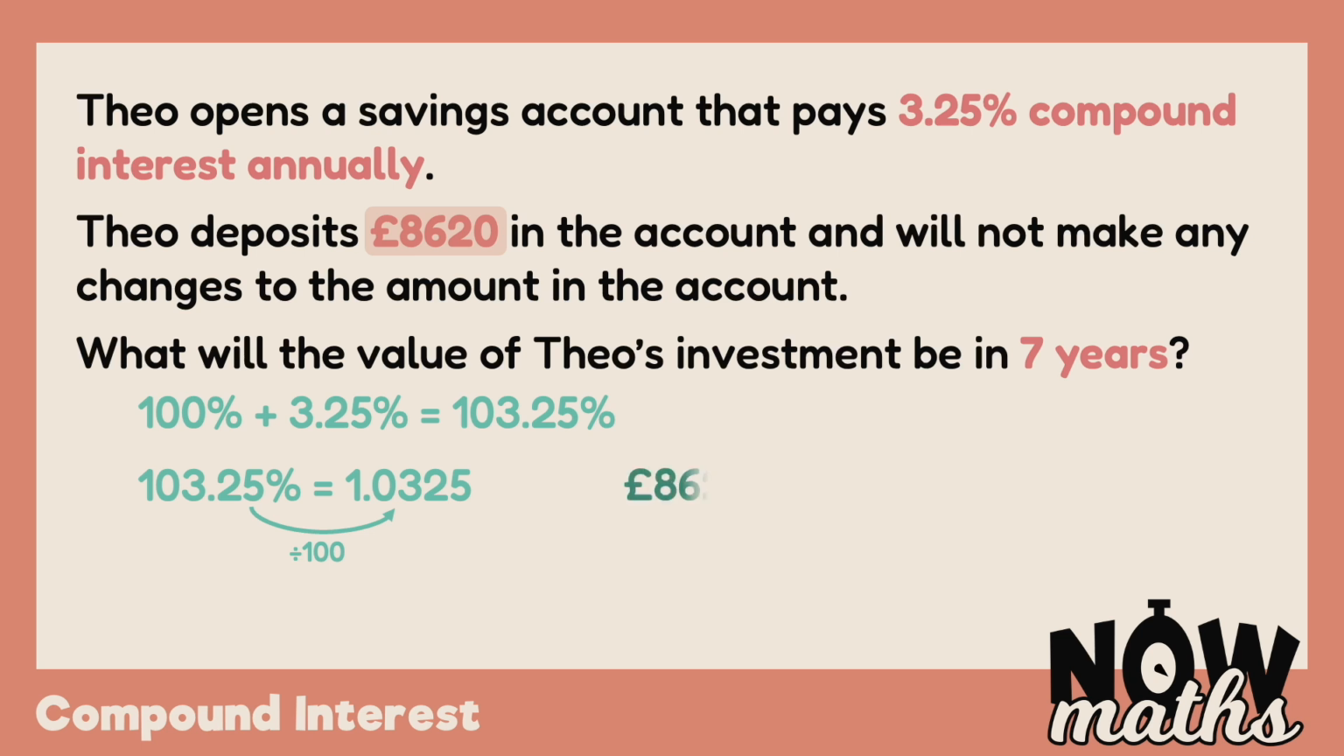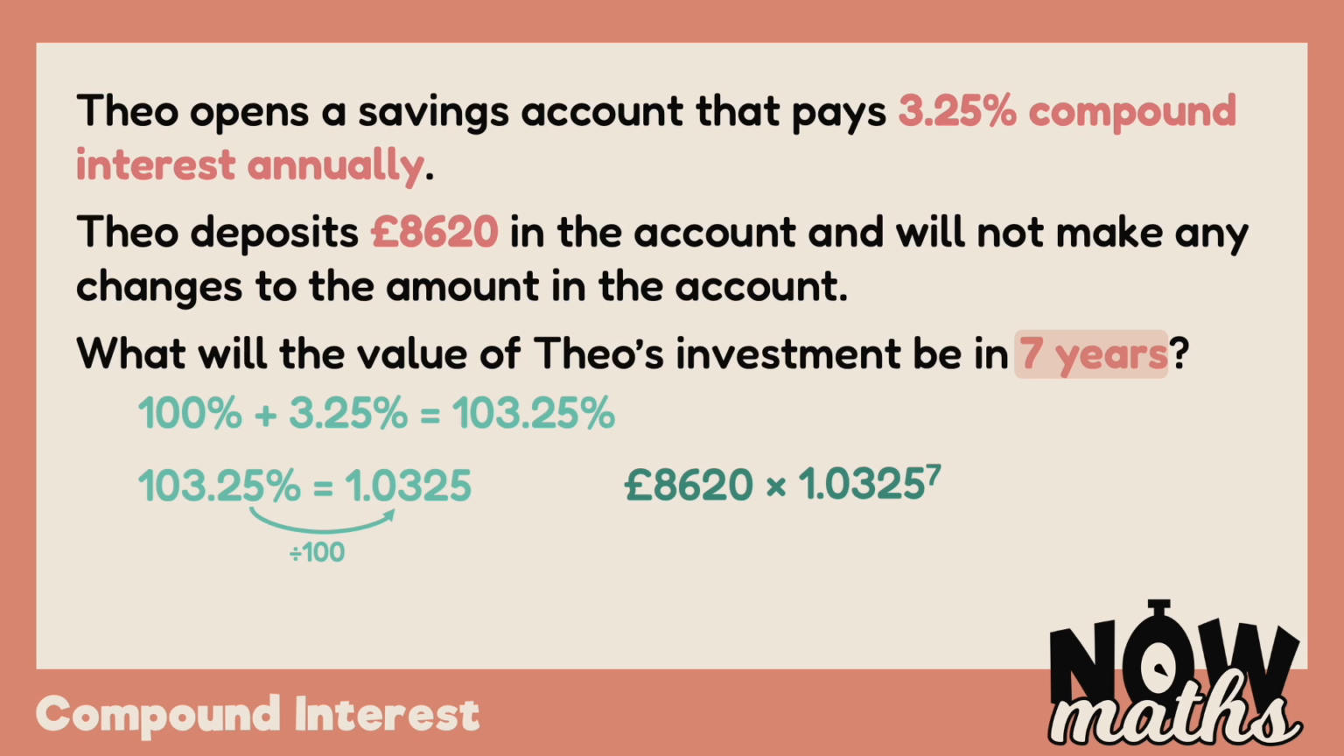So in this case, Theo is depositing £8,620. So we're going to multiply £8,620 by 1.0325 to increase by 3.25%. And then because we're asked to find the value of his investment in 7 years, we're going to raise this to the power of 7, because that's the same as multiplying by 1.0325 7 times, once for each year.